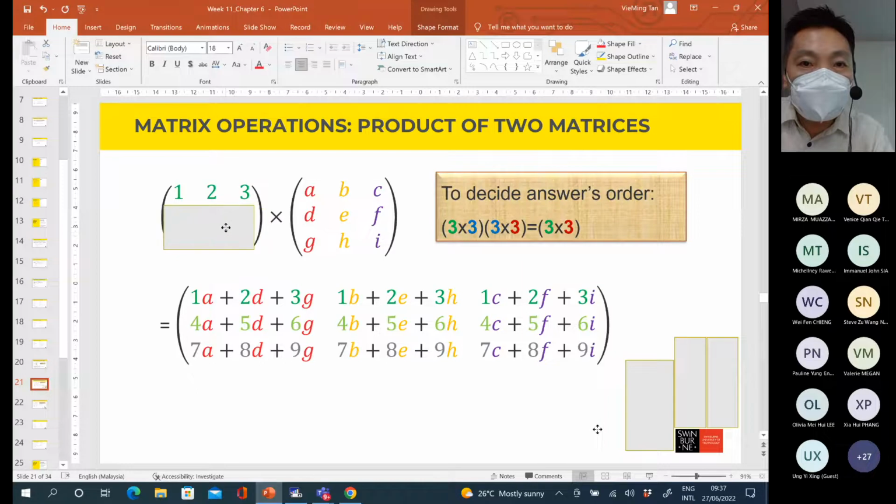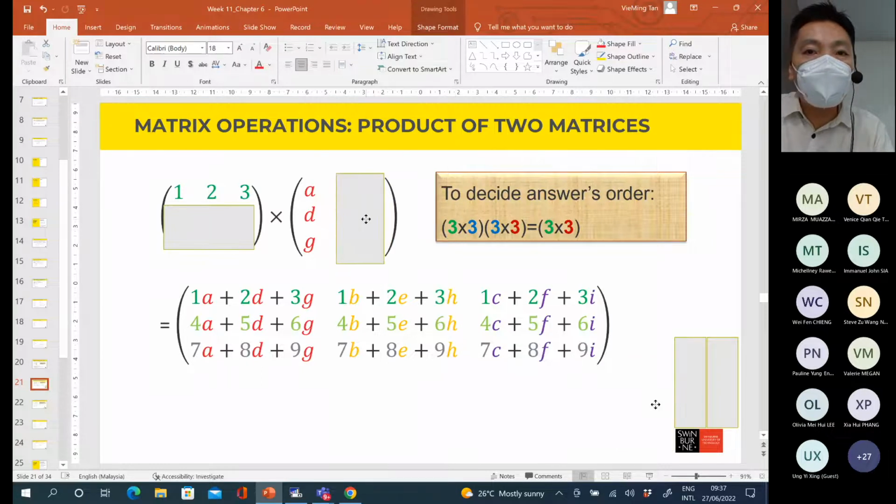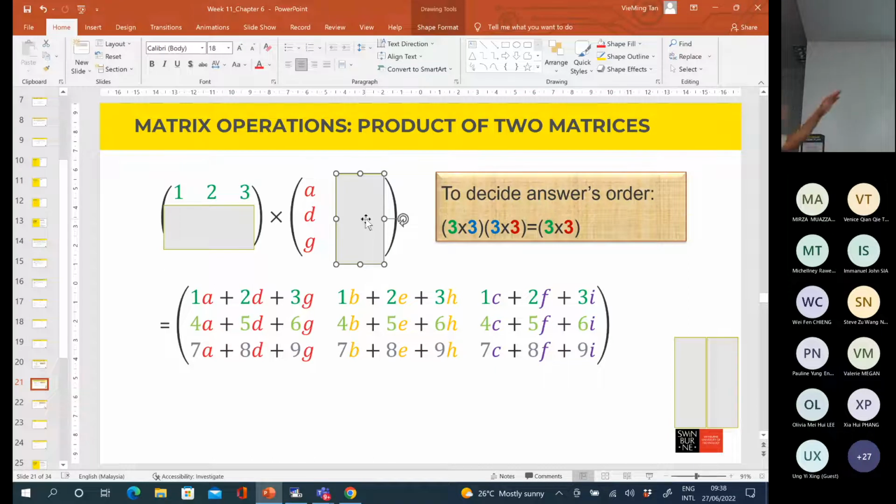So I'll hide this. In order to get this element value 1, first row and first column, we need to only focus on the first row of the front matrix, followed by the first column of the second matrix. Other columns and other rows, just hide. Let us try to check. For this element, we use 1 multiply A plus 2 multiply D, then plus 3 multiply G. Then we get this answer.